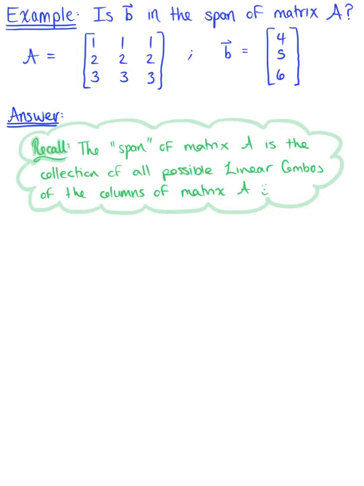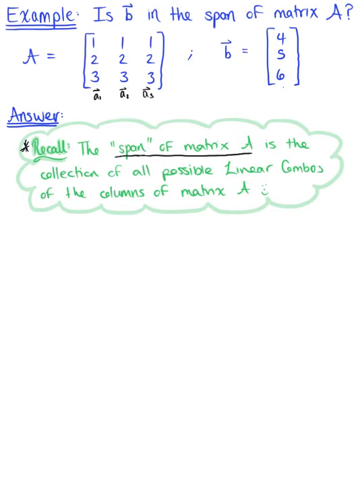Is vector B in the span of matrix A? So here we have this beautiful 3 by 3 matrix, and we have our vector B. I want you to recall as we begin that the span, specifically of a matrix A, is the collection of all possible linear combinations of the columns of matrix A. So here we have 3 column vectors, A sub 1, A sub 2, A sub 3.